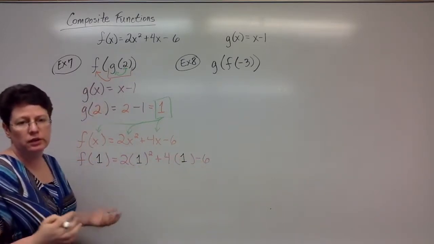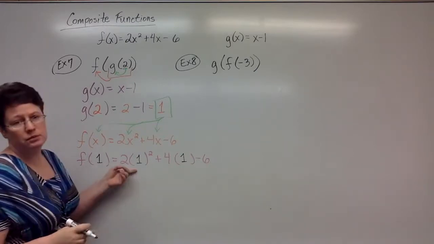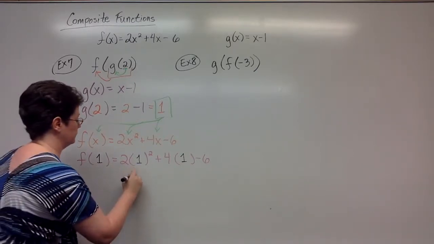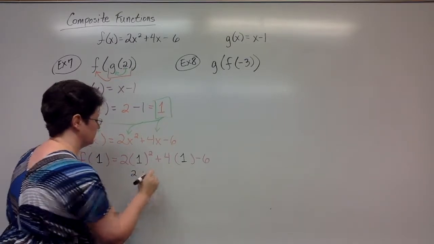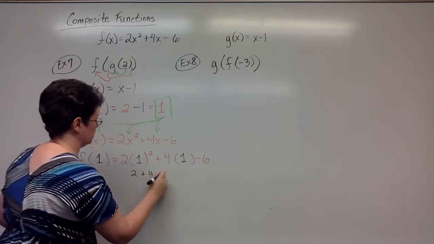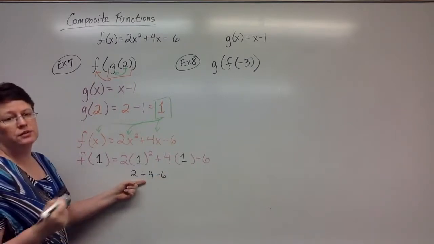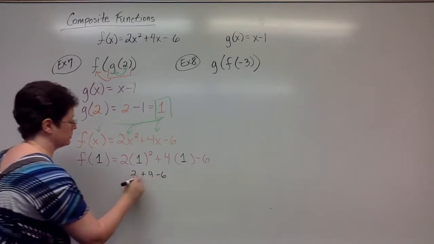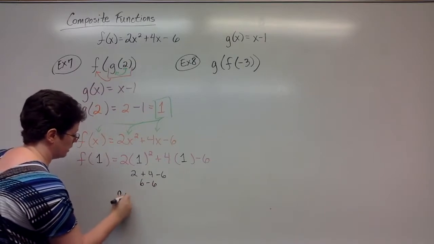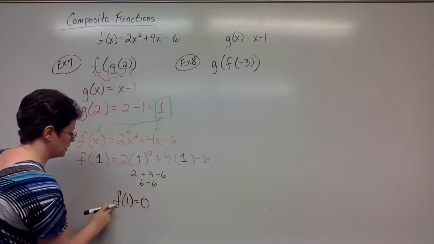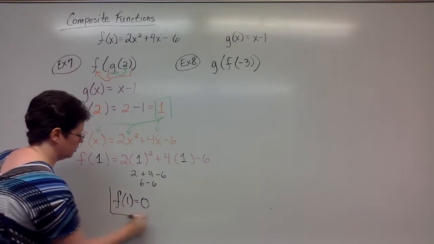Okay, 1 squared is 1. 1 times 2 is 2. 4 times 1 is 4. Minus 6. Okay, 2 plus 4 is 6. 6 minus 6. Yeah, 0. That was kind of anticlimactic, the whole thing. I did all that work for a 0.